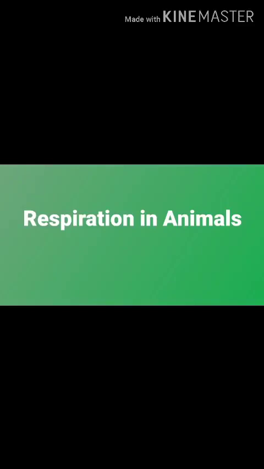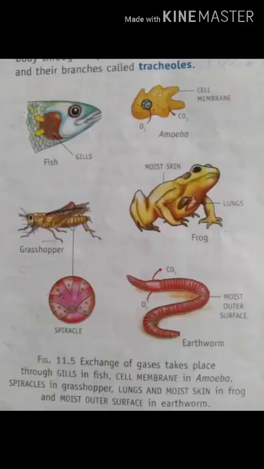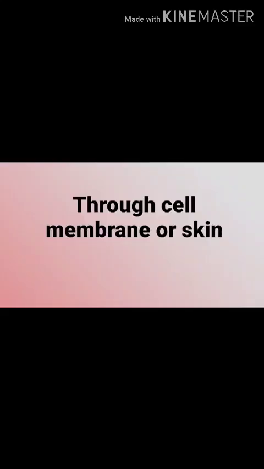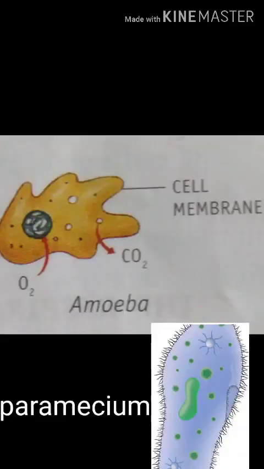For this, come to page number 119 of your book. Children, different animals have different ways in which the exchange of oxygen and carbon dioxide occurs in their bodies. Number one, through cell membrane or skin. In unicellular organisms such as amoeba and paramecium, exchange of gases takes place by the diffusion through the cell membrane.